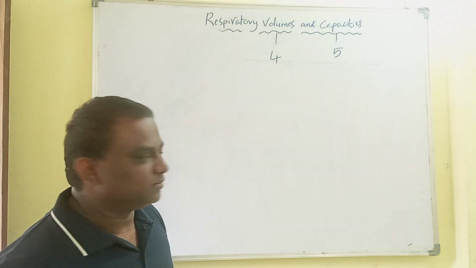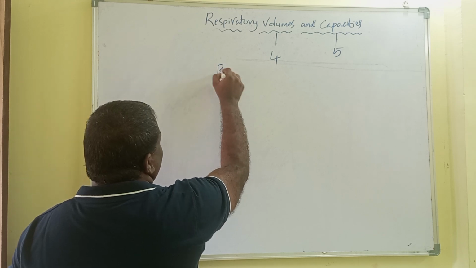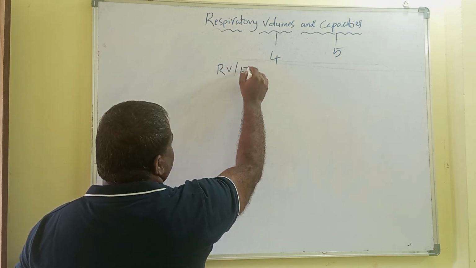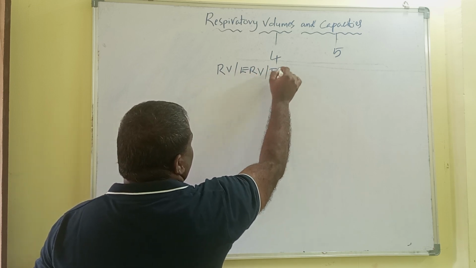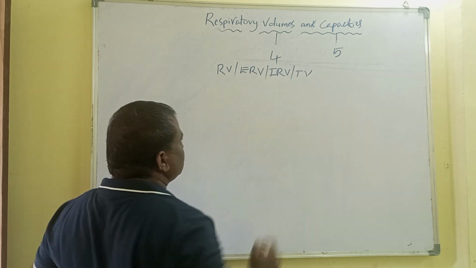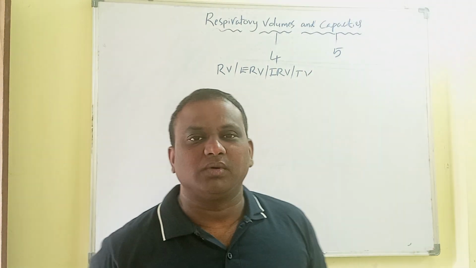What are the 4 volumes? One is the residual volume, expiratory reserve volume, inspiratory reserve volume, and tidal volume. The combinations of different volumes, that is all about capacities.